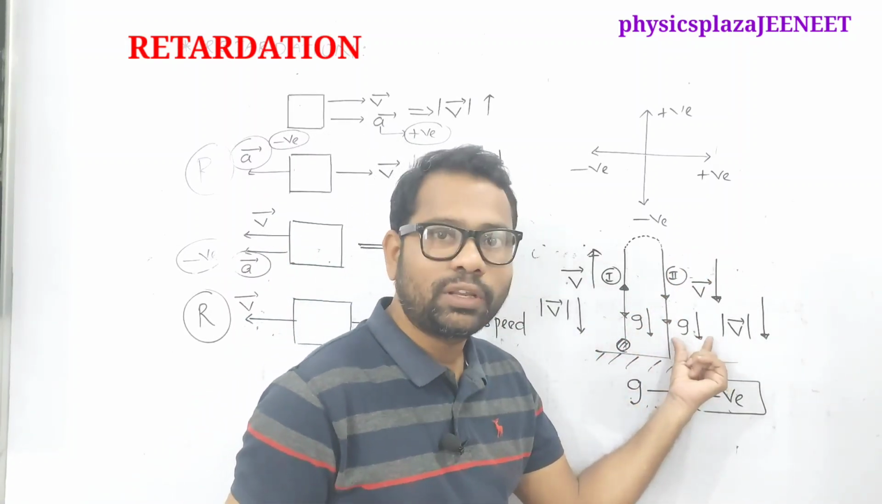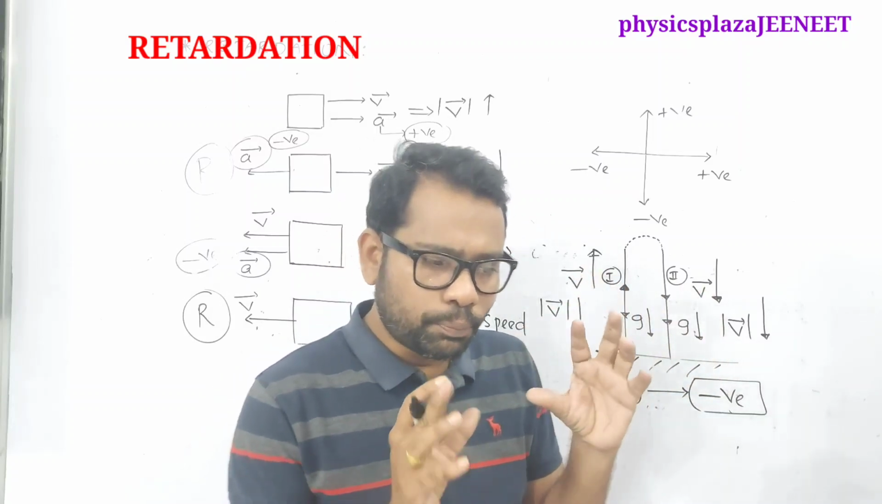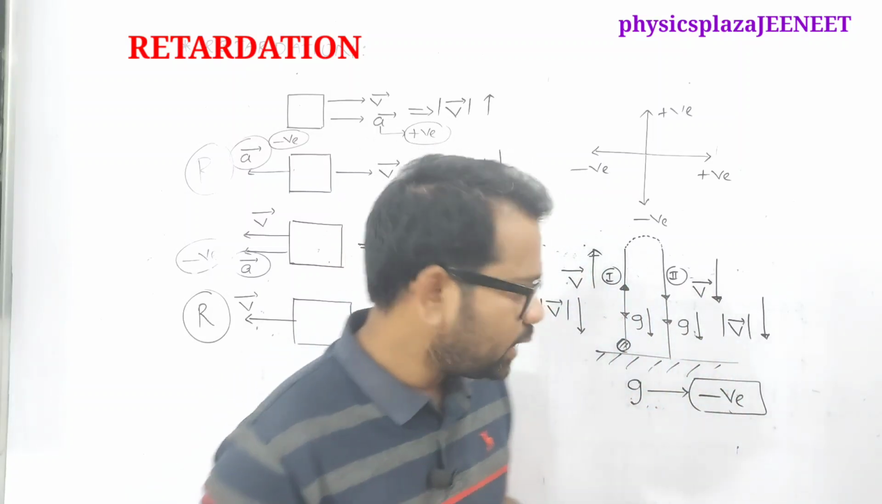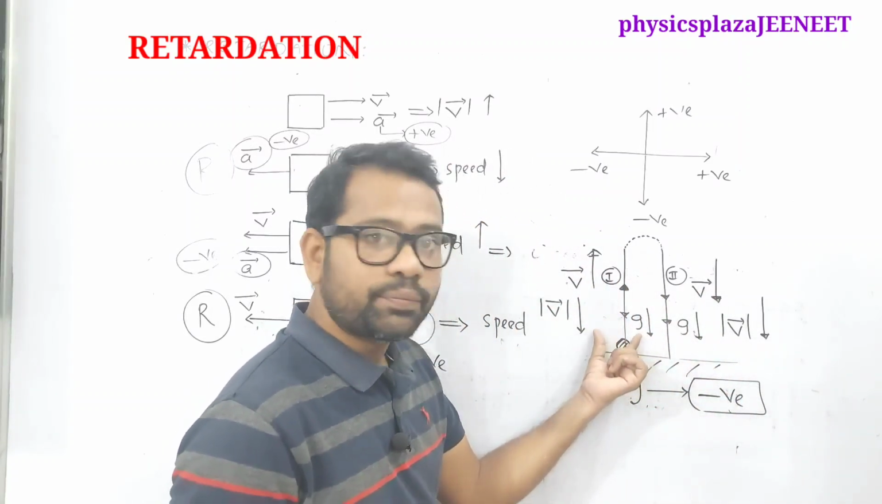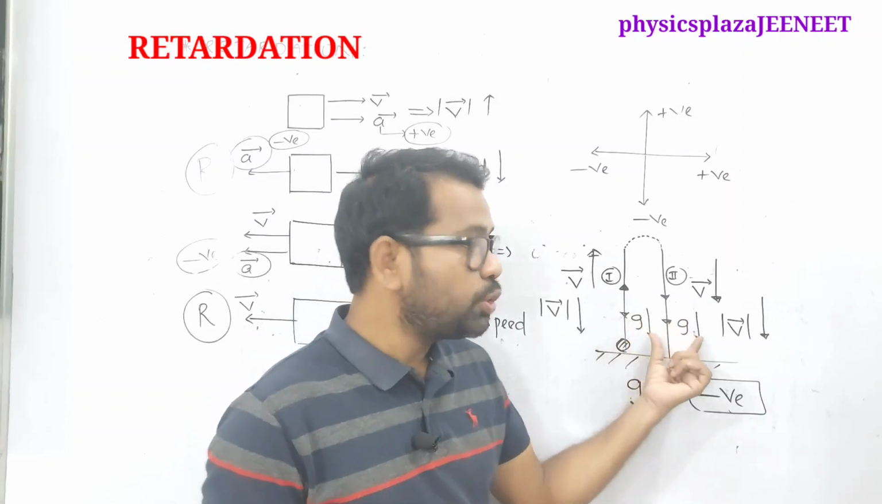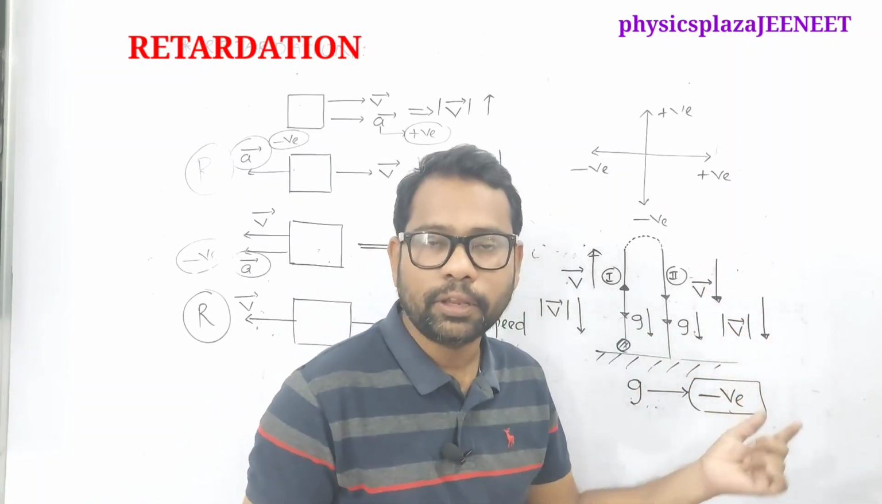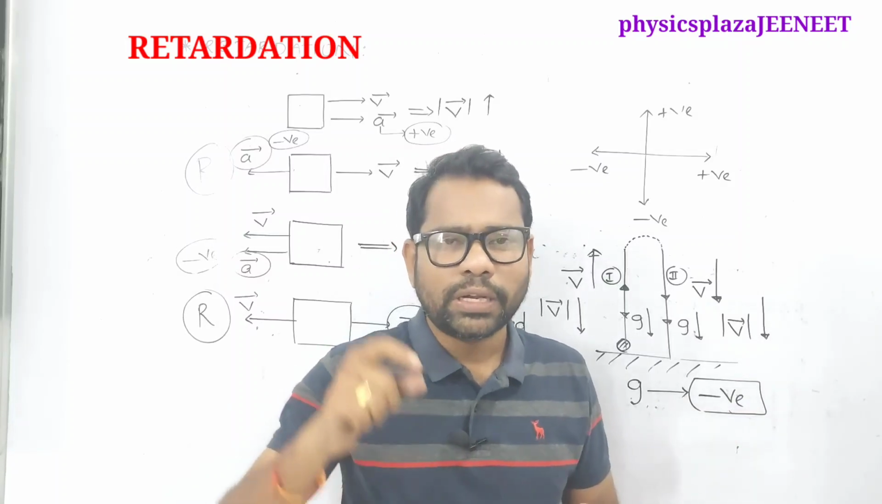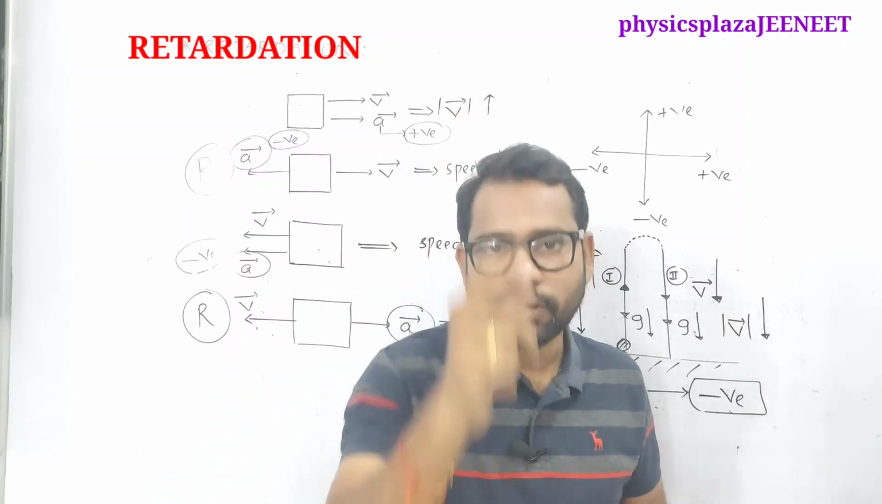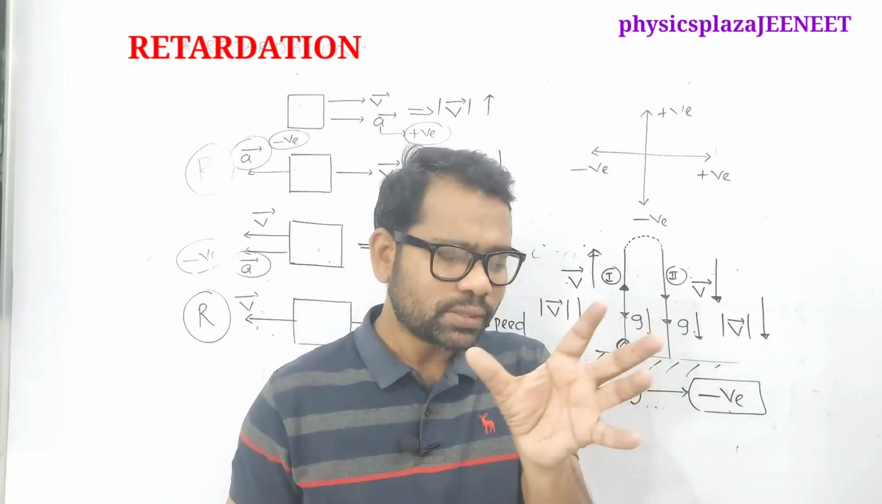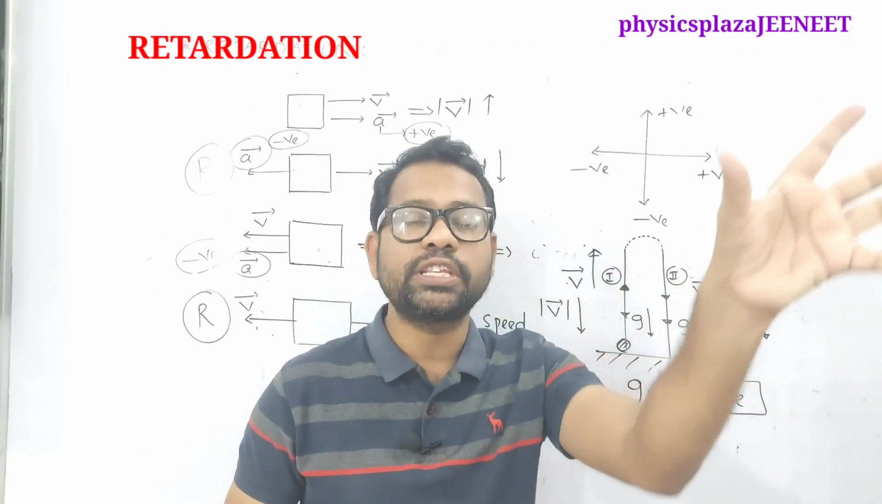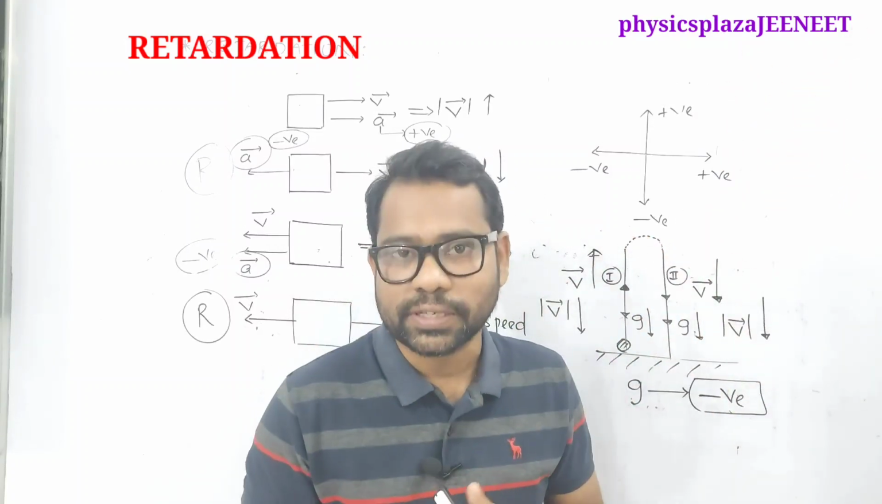Here also minus g only. So according to the point we learned by heart, here it is retardation, and here also it should be retardation, right? Because it is minus g only, then the speed should decrease, right? Is it happening? No. Which means whatever concept we learned is wrong. Wrong means it is applicable only in a particular situation, not in all situations.